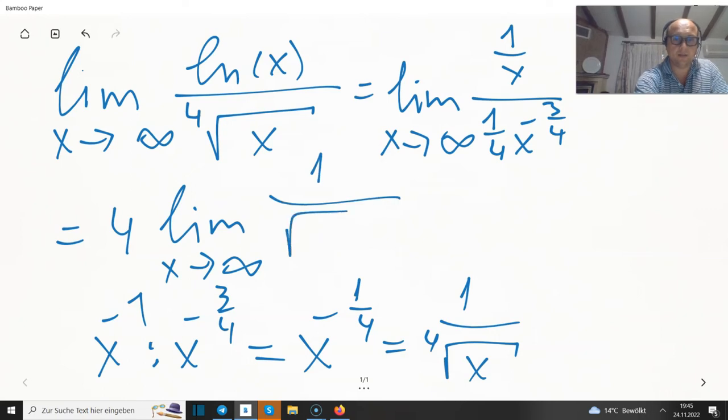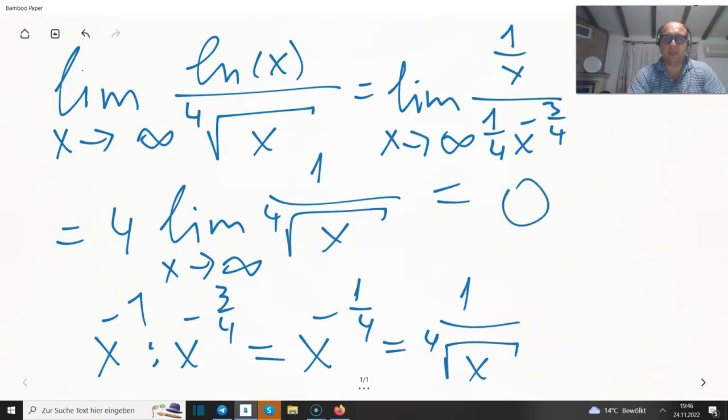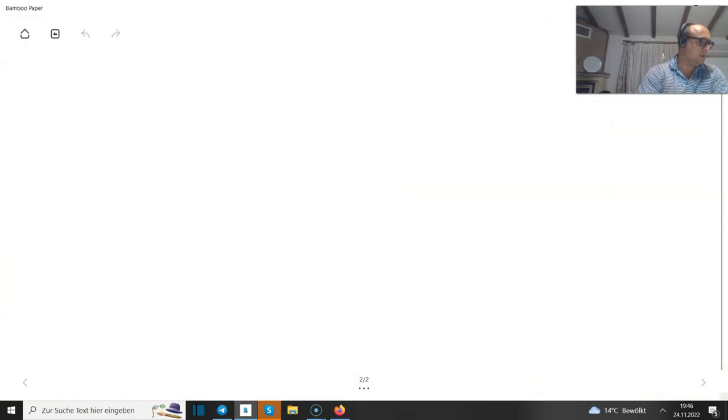So this is what we get. And can we compute this value? Sure we can. This is going to be 0, right? Because the denominator is exploding and the numerator remains still. So the result is 0, which means whatever root we take, the speed at which it develops is greater than the pace of ln. That's it. All right, let's move on to the next example.